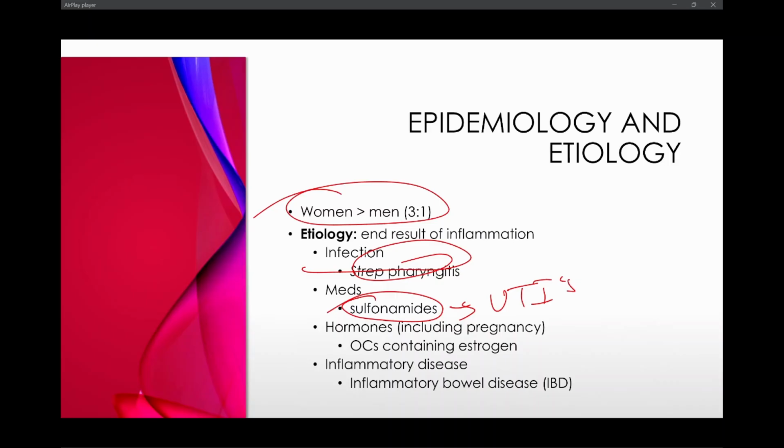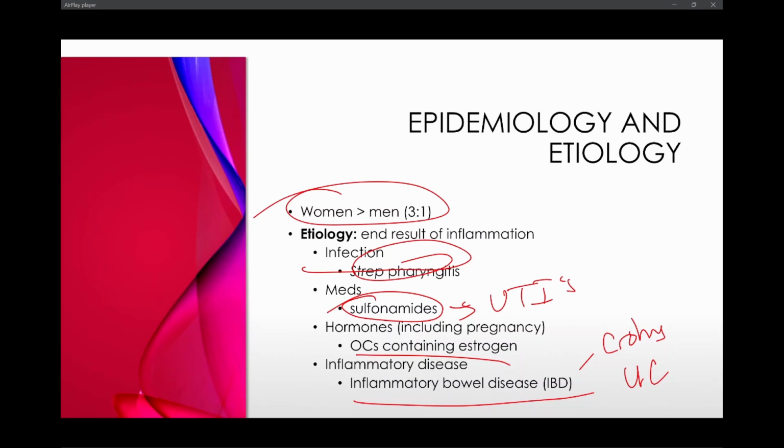Hormones, including pregnancy and oral contraceptives containing estrogen, can be a pre-existing factor that will cause erythema nodosum. And the last one is inflammatory bowel disease. Remember, inflammatory bowel disease is Crohn's and ulcerative colitis. Do not confuse IBD with IBS. IBS is irritable bowel syndrome.